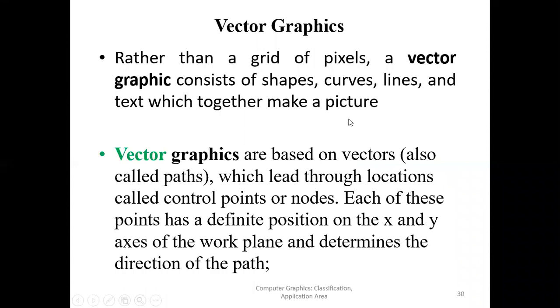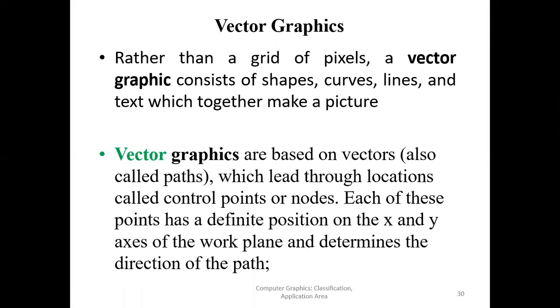Now, what is a vector graphic? Rather than a grid of pixels, a vector graphic consists of shapes, curves, lines, and text. Vector graphics are based on vectors, also called paths, which lead through locations called control points. For vector graphics, you have to remember only 2 things. First of all, vector graphics consist of shapes, curves, lines, etc. That means vector graphics are not dependent on pixels. And secondly, in vector graphics, paths lead through locations called control points or control nodes.